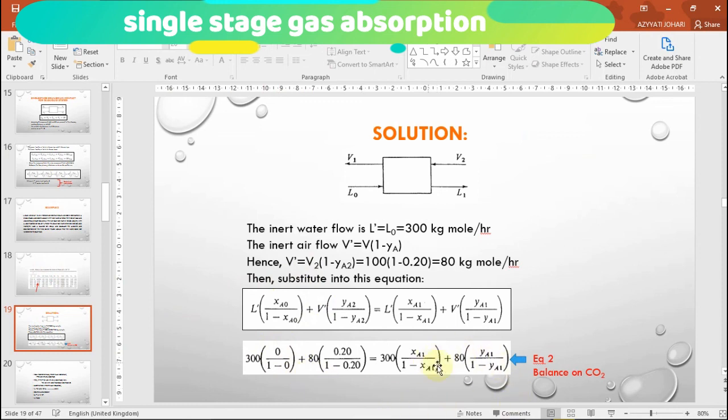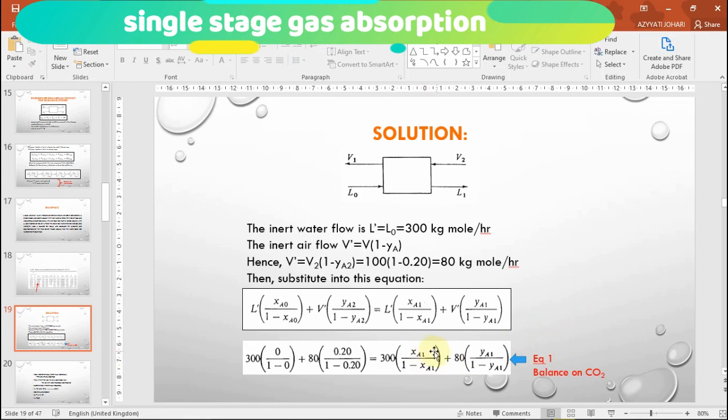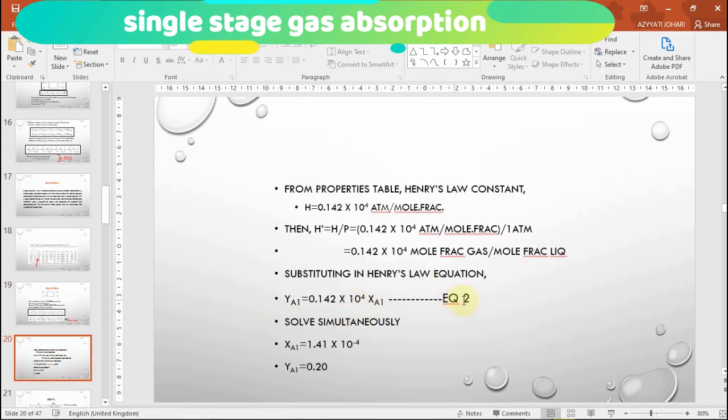This is component A, so the first equation is equation number 1. In terms of xA1, you get one balance, and then you get another one, equation number 2, by using the Henry's law relation. The unknowns are yA1 and xA1. So you have two unknowns with two equations, so solve them simultaneously. You can type it in your calculator, or solve it manually. Finally, you will get the values for xA1 and yA1.